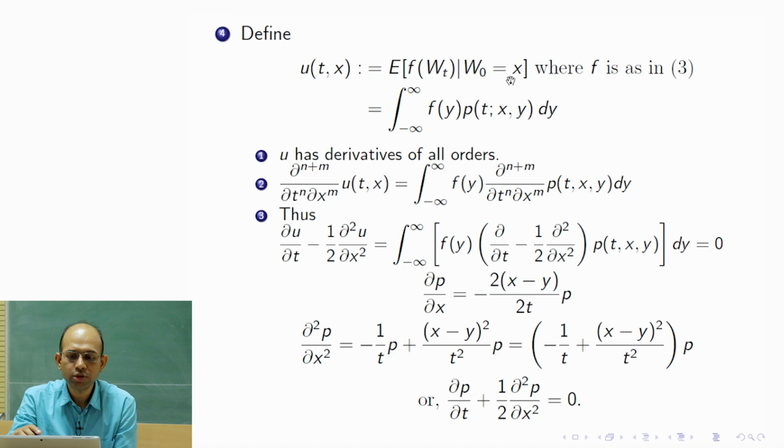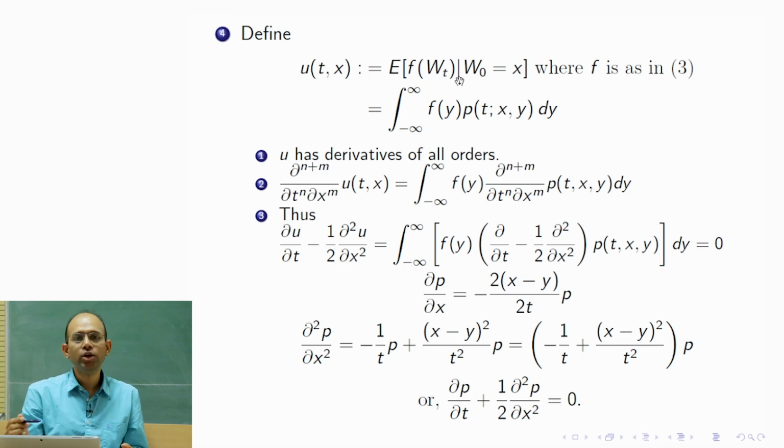On the other hand, as far as the initial condition is concerned, if you put t equal to 0, then w 0 is x. So it is the expectation of f of w 0 given w 0 is equal to x. It is starting from there, so it is no more random and just deterministic, where w 0 is x. So the expectation of f of x is f of x.